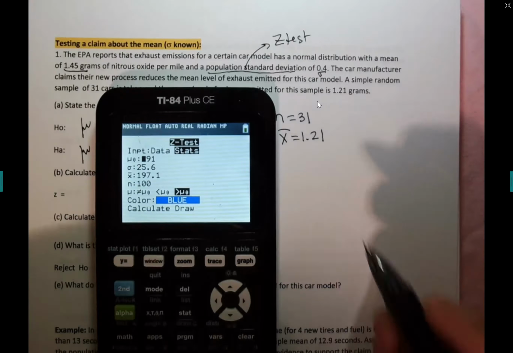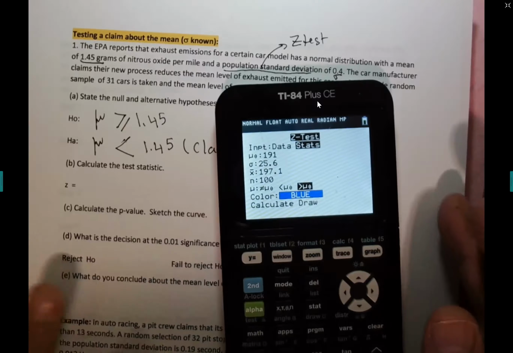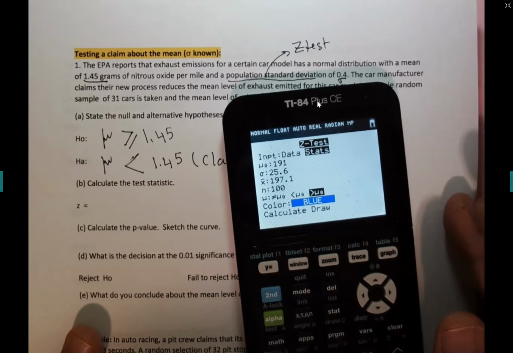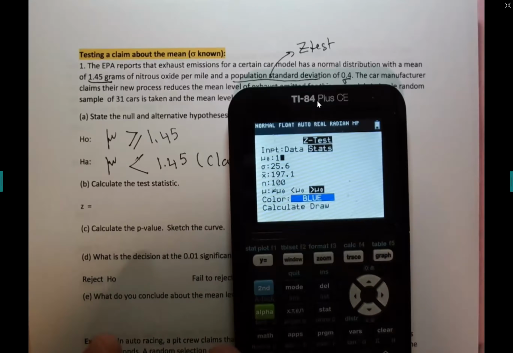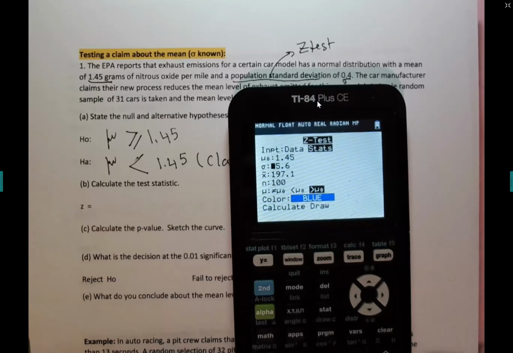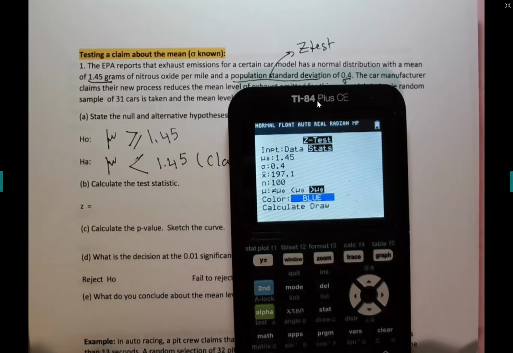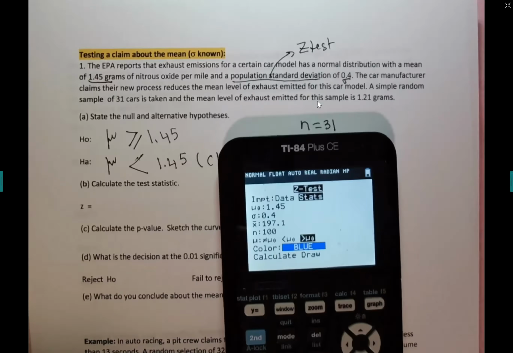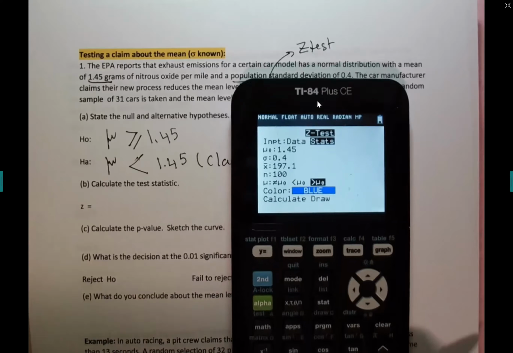Mu0, what goes in here, guys? Just help me out. 1.45. Exactly. Sigma is 0.4. x bar, guys, he gave it to you right here, 1.21. And remember, n is 31.